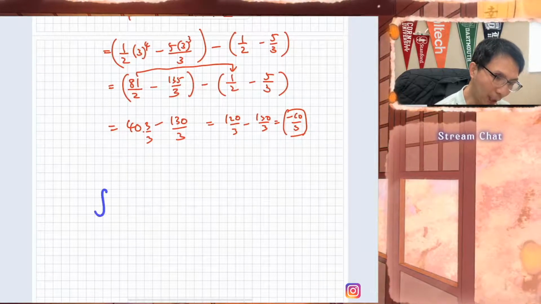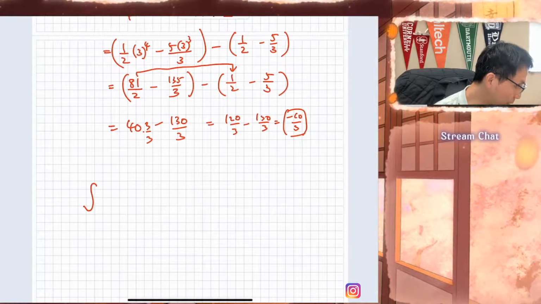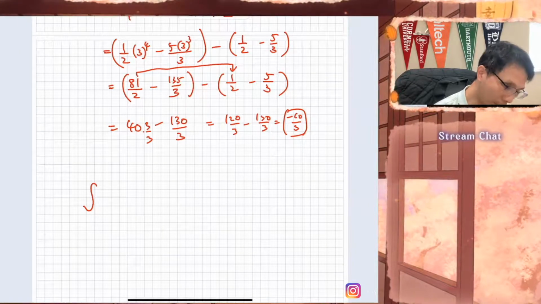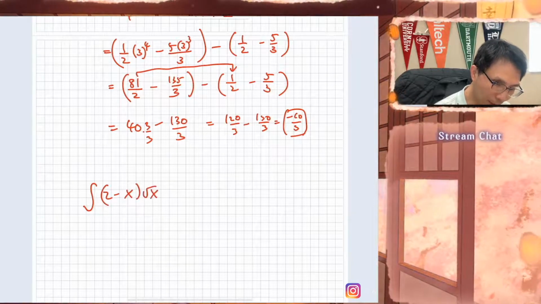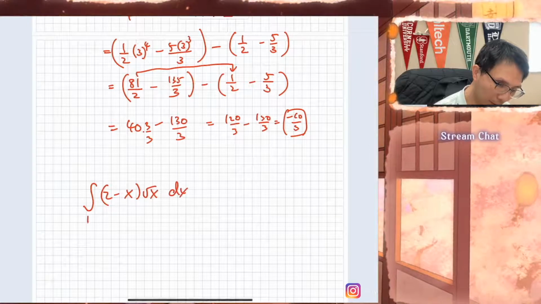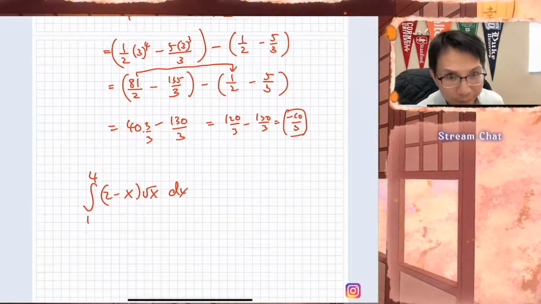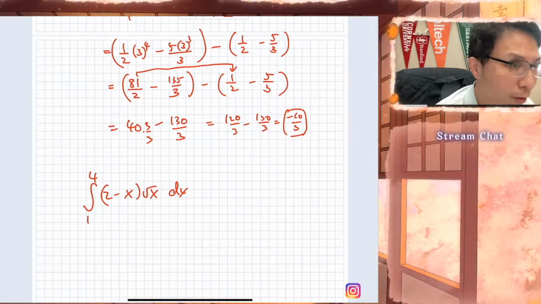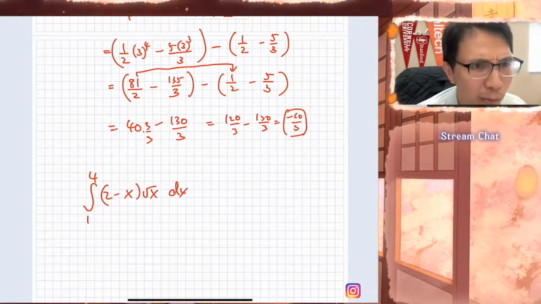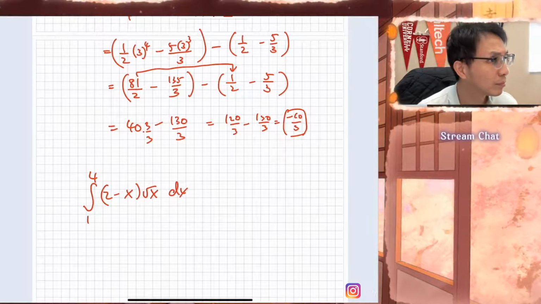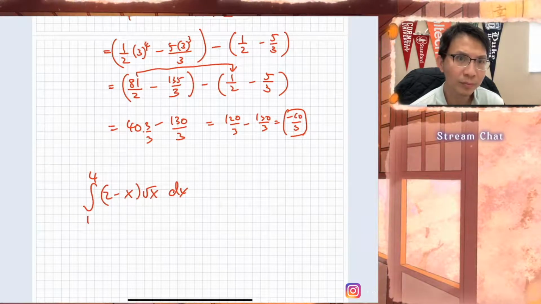What happens if I got an integration of this, right? I want to see if you guys can work it out arithmetically. So I will have 2 minus x times square root of x dx between 1 to 4. Let's see if you guys can do it correctly. Can you tell me the first step you would do? Change the square root of x to x to the 1/2.